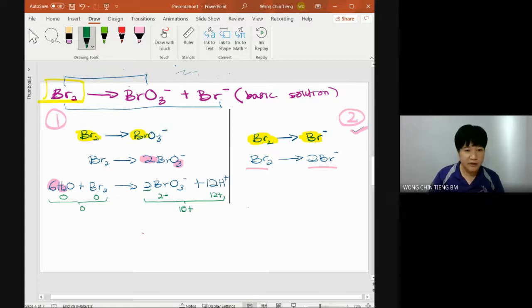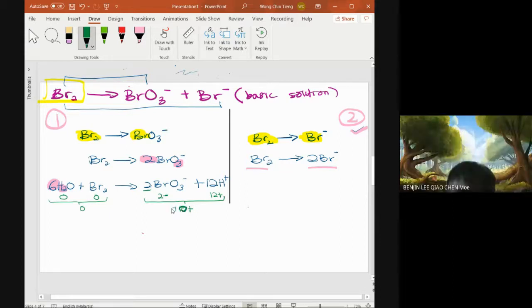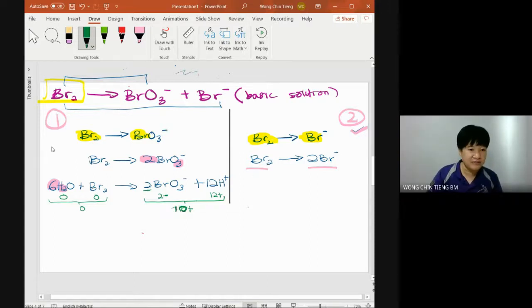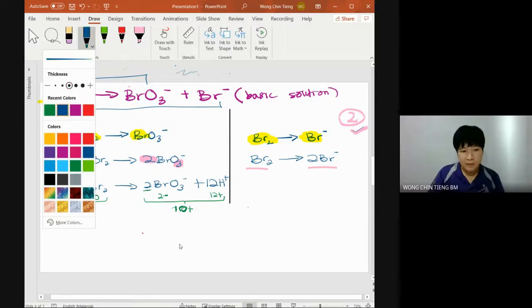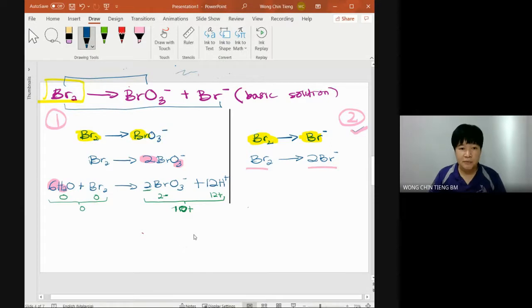Benjin, you're very quiet today. So, let me hear your voice a bit. I have 0 and 10 positive. Electron, how many electron will be added? 10. On the 0 charge side or on the 10 positive side? 10 positive side. Kita akan tambah 10 elektron ke bahagian yang lebih positif. Elektron sentiasa duduk dengan orang yang lebih positif.